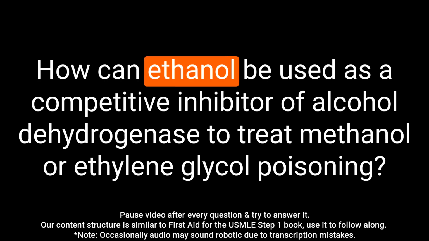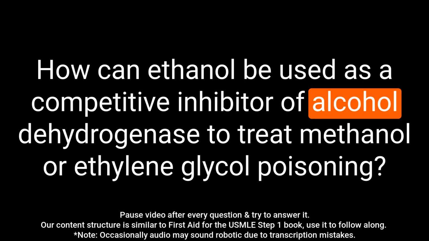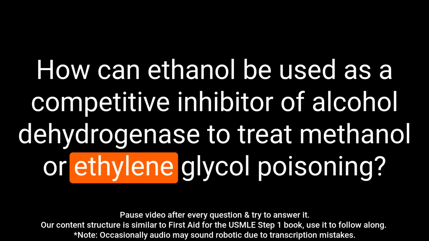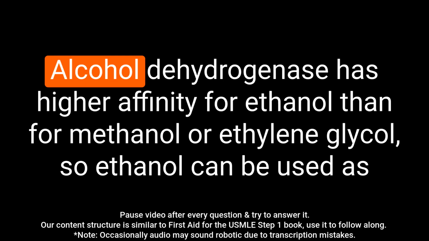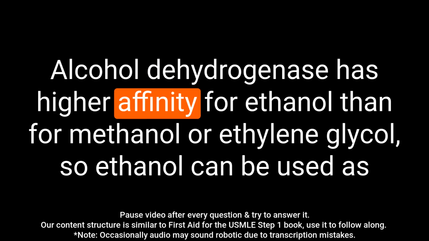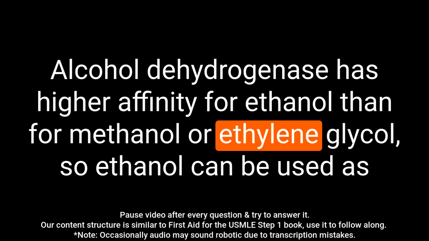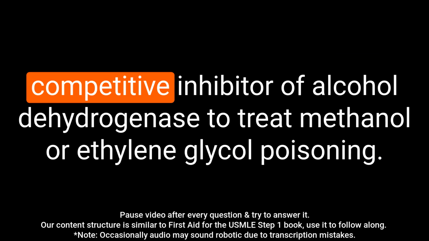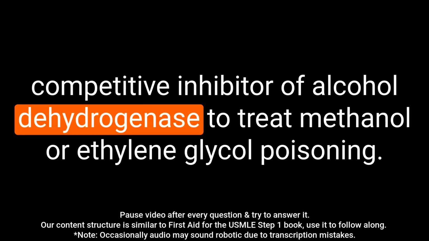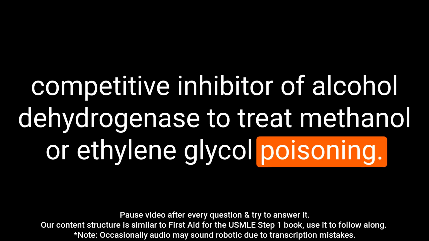Question: How can ethanol be used as a competitive inhibitor of alcohol dehydrogenase to treat methanol or ethylene glycol poisoning? Answer: Alcohol dehydrogenase has higher affinity for ethanol than for methanol or ethylene glycol, so ethanol can be used as a competitive inhibitor of alcohol dehydrogenase to treat methanol or ethylene glycol poisoning.